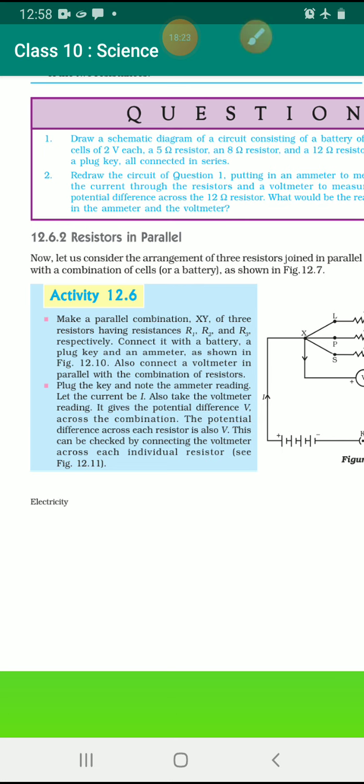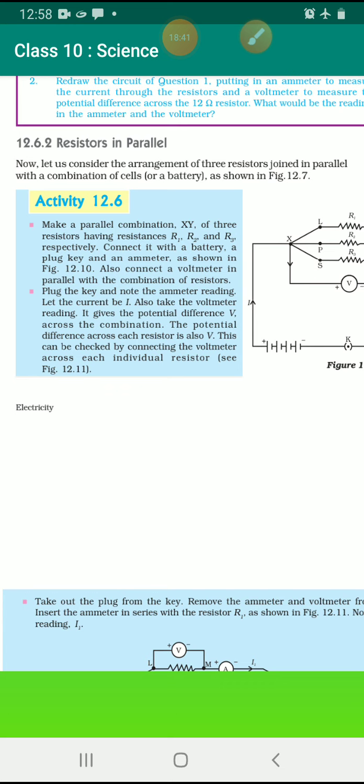Make a parallel connection of XY, having the resistors R1, R2 and R3 respectively, and connect them with the battery, a plug key and an ammeter as shown in the figure. The ammeter is very important. The plug key should be connected in the circuit diagram, and there should be a voltmeter there, correct? Plug the key and note the ammeter reading. Let the current be I. Also take the voltmeter reading. It gives the potential difference V across the combination. The potential difference across each resistor is also V. This can be checked by connecting the voltmeter across each individual resistor, right?